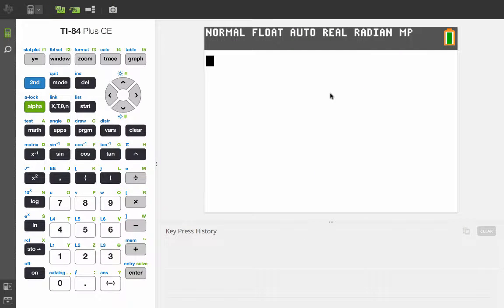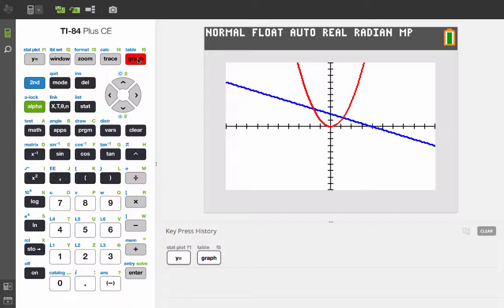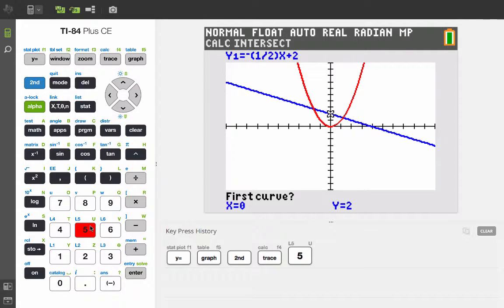Now let's see what happens when there is more than one point of intersection. We'll use the functions negative 1/2 x plus 2 equals y and y equals x squared. Let's see what the graph looks like. So you'll notice that there are two places in which the graph intersects, and we're going to find both of them. Let's select the intersect function using second calc and then 5 for intersect. And we're going to have to do the first curve, second curve process again. So the blue curve is the first curve. Press enter. The second curve is the red one. And now it's asking us to guess.